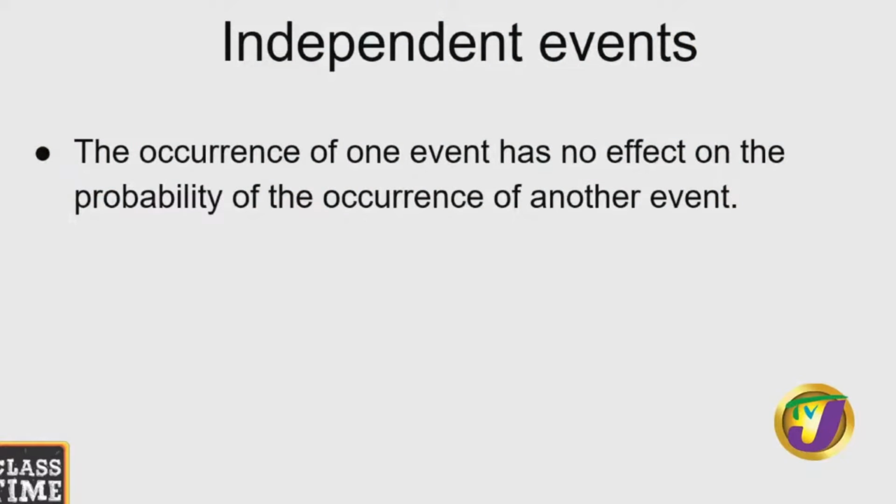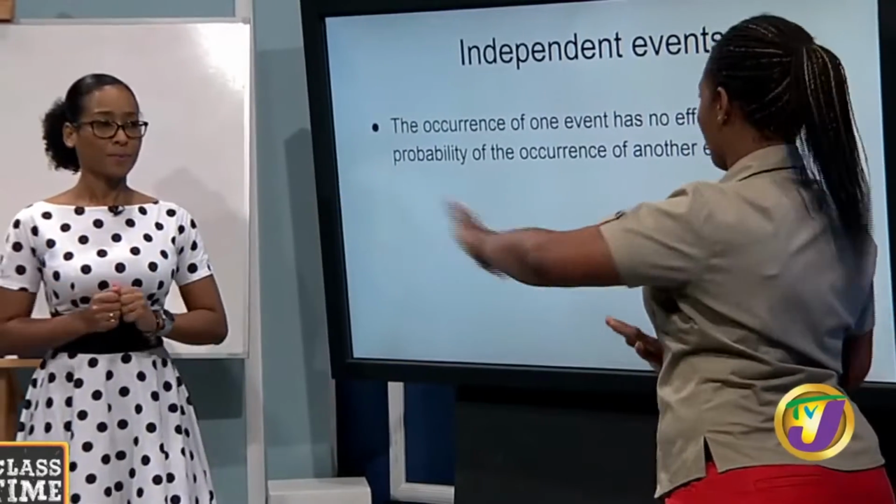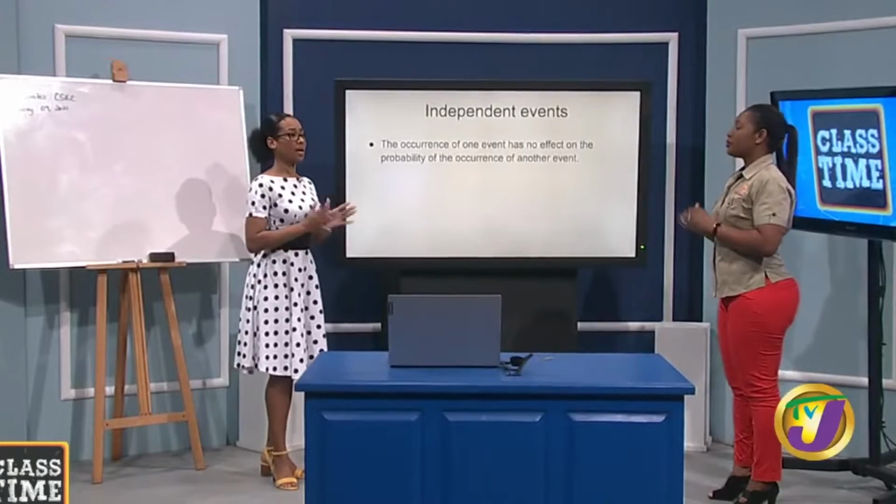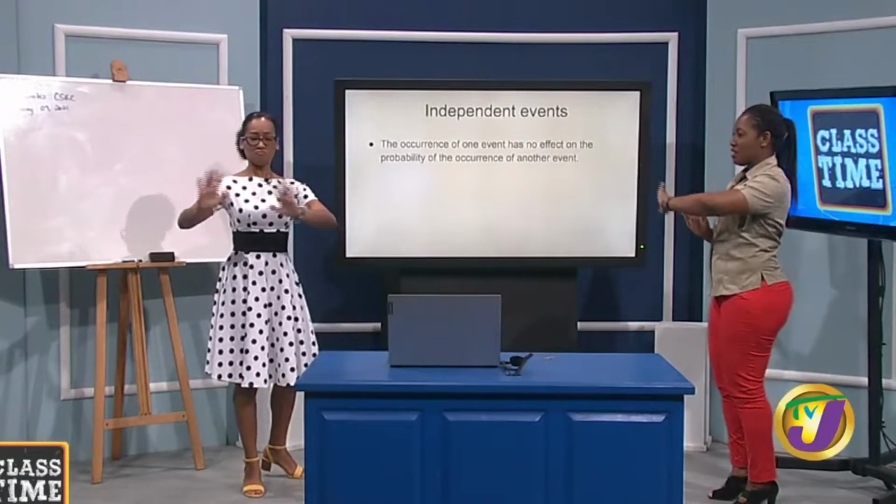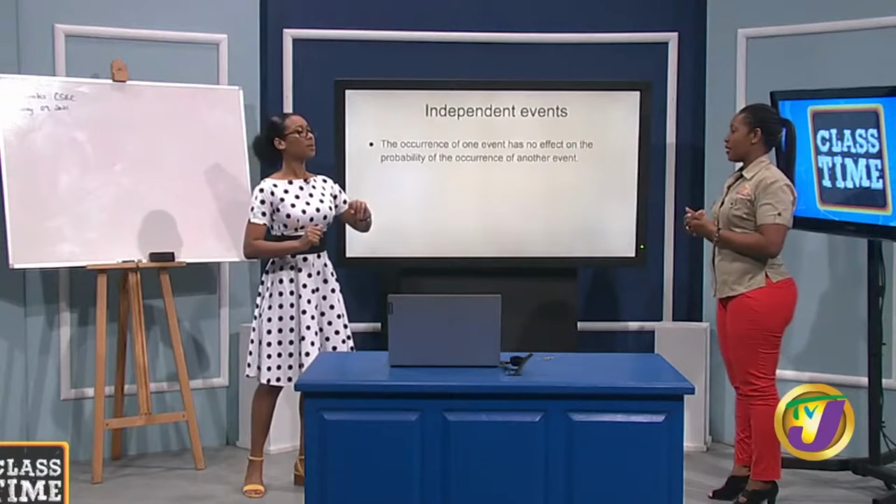So here we have that the occurrence of one event has no effect on the probability of the occurrence of another event. So in simple terms, if you walk across the room, it has nothing to do with me standing up over here. Nothing at all. So your walking is independent of me standing in one place.